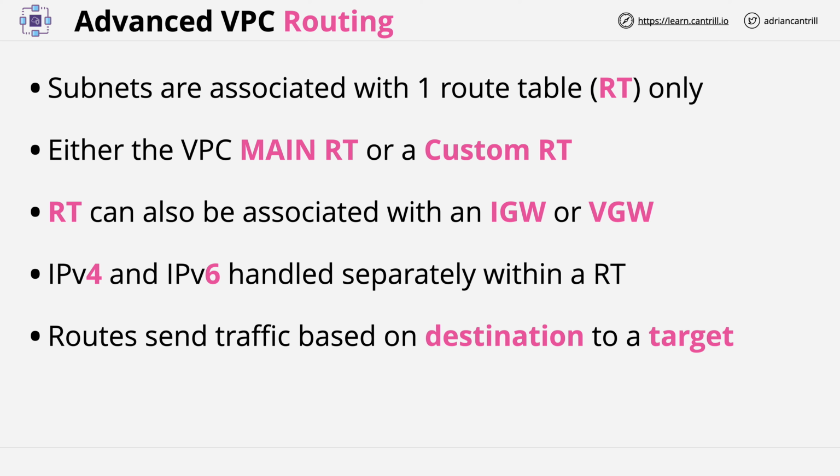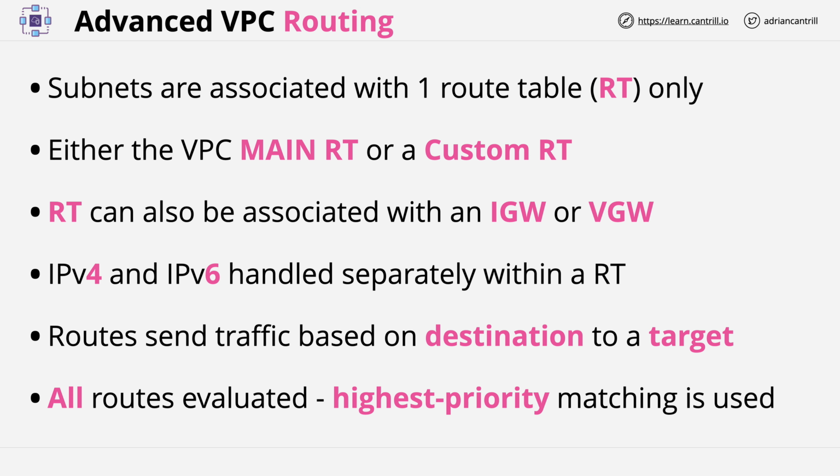Whenever traffic arrives at a VPC router interface or an internet gateway or a virtual private gateway interface, it's matched against routes in the relevant route table. All routes in a route table which match are evaluated, and there's a priority order, and the one which matches and has the highest priority is used to control where traffic is directed towards.